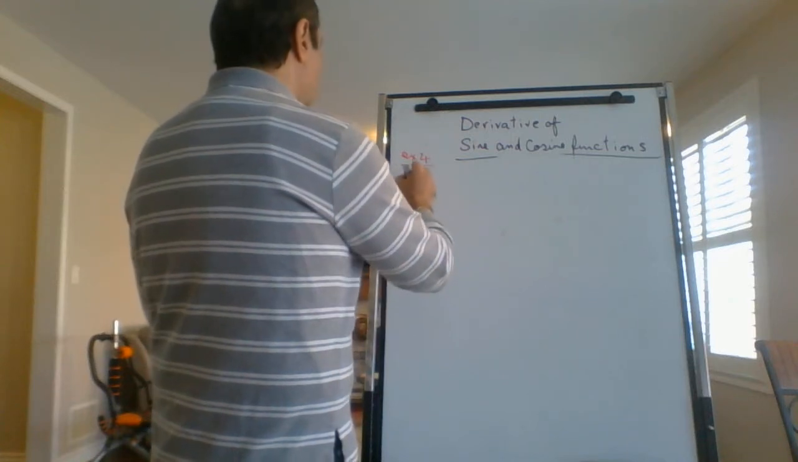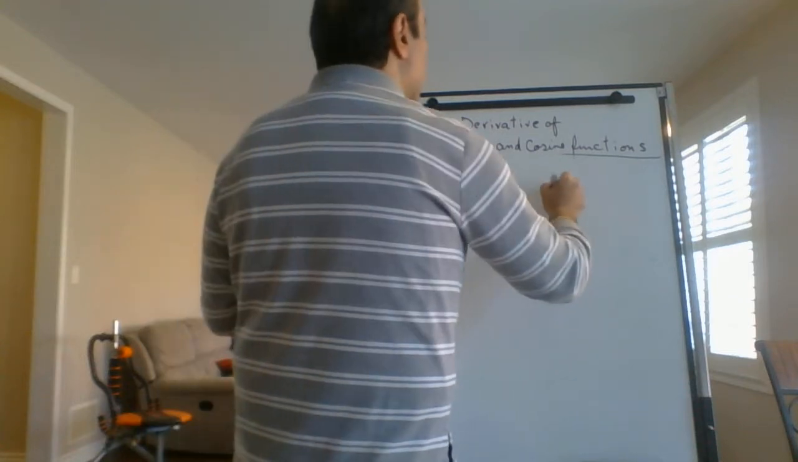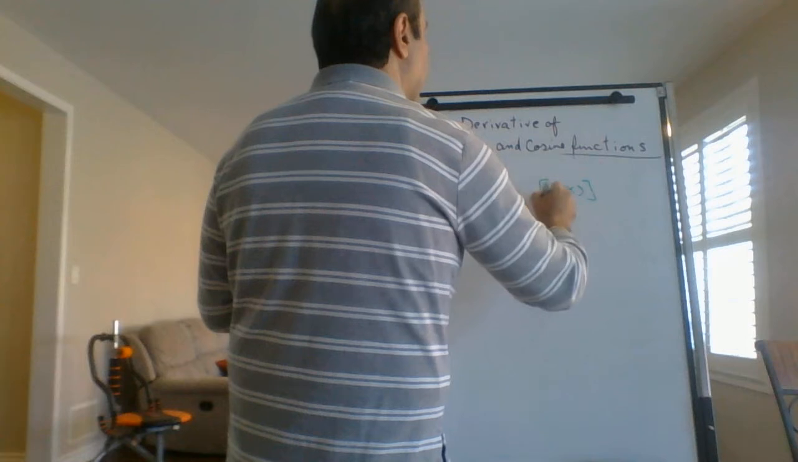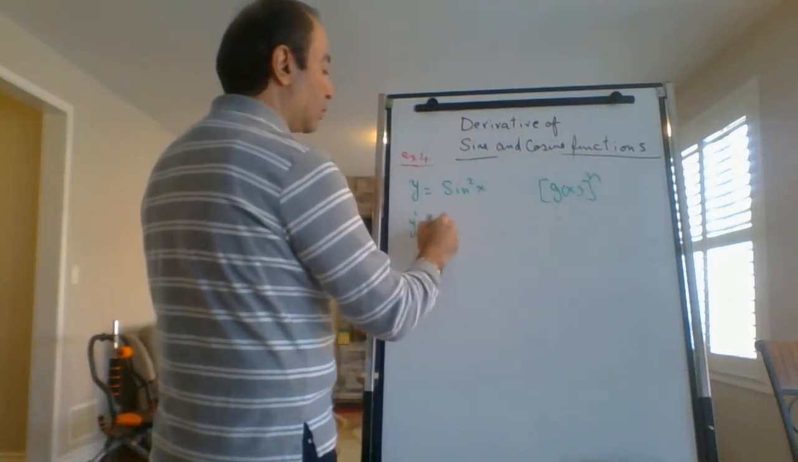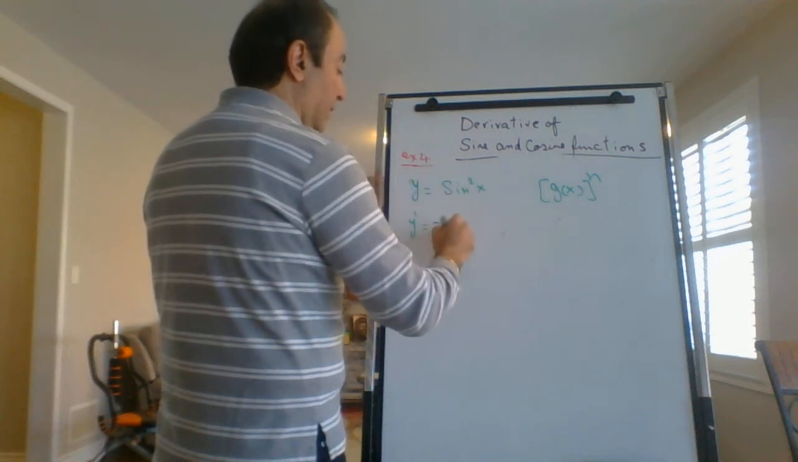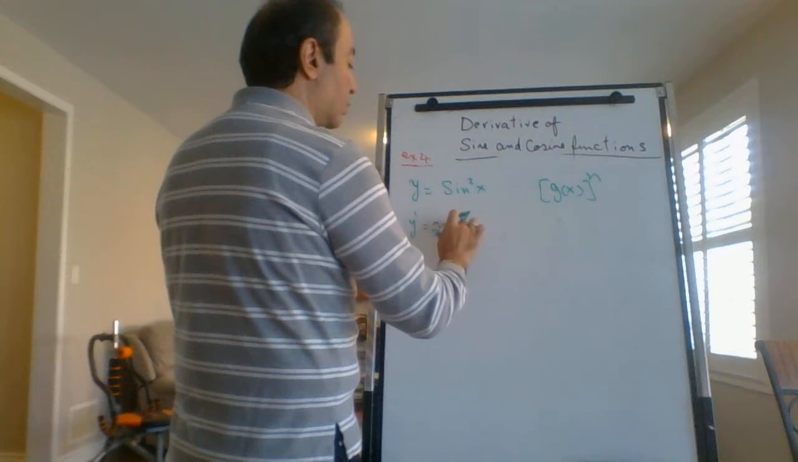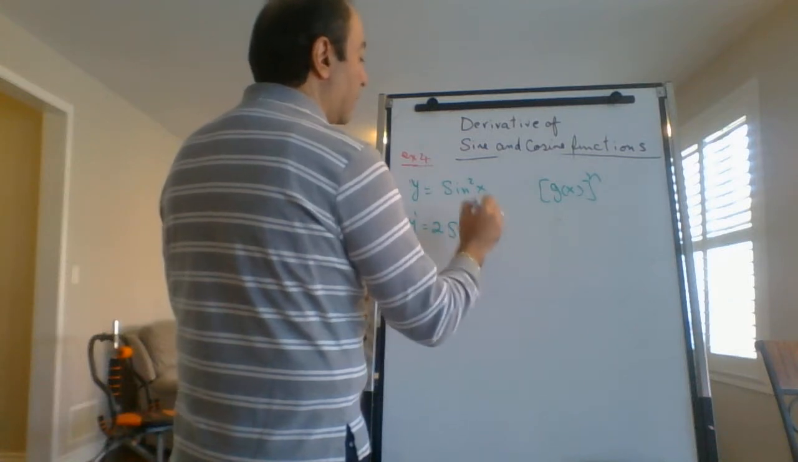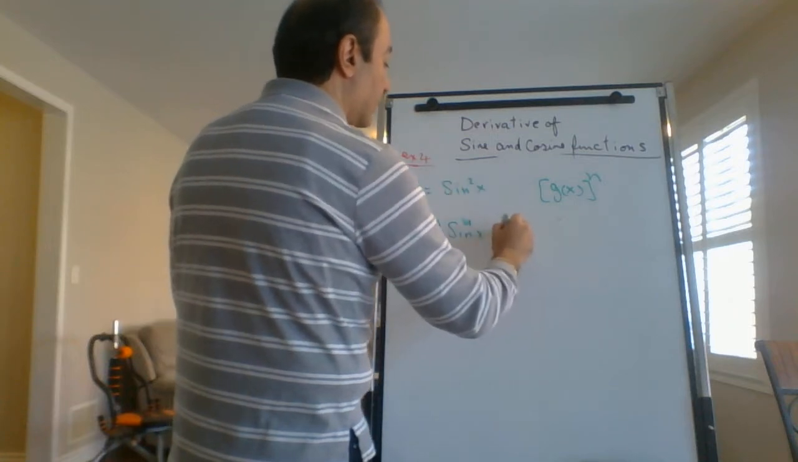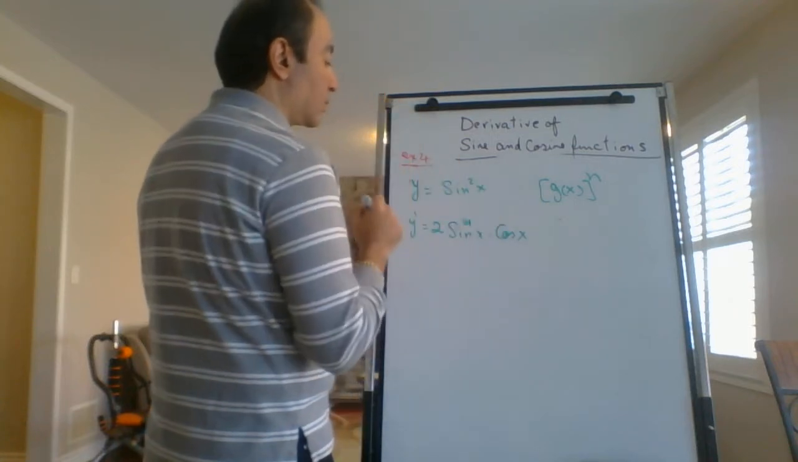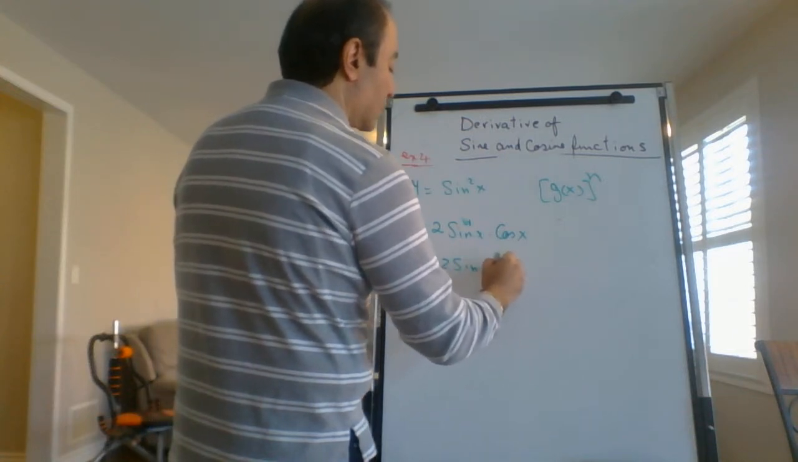Let's say we have y equals sine squared x. This is in the form of g of x to the power of n. So the derivative will be n, so 2, sine of x to the power of n minus 1, so 2 minus 1, which is 1, times the derivative of g of x, which is sine x, so the derivative is cosine x, derivative of x is 1, so this will be 2 sine x cosine x.